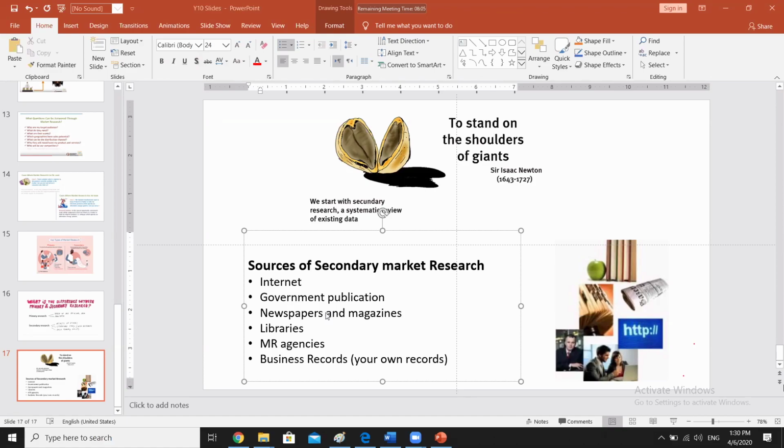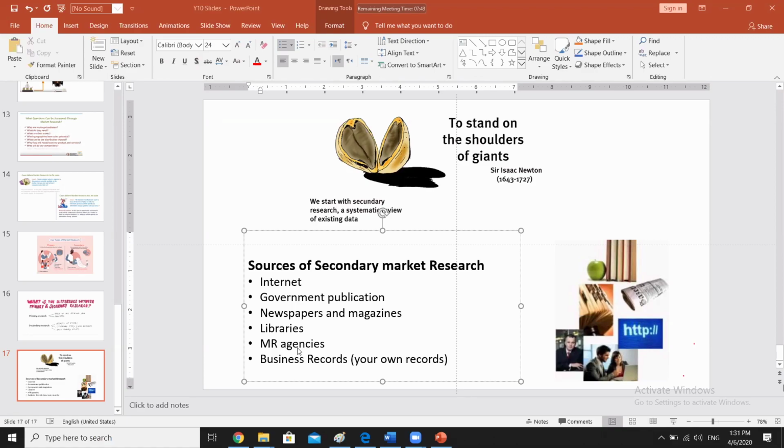So yeah, newspapers and magazines, the same thing. Maybe if I'm a car manufacturer, I would go and read car manufacturing magazines, specialty magazines like those. Libraries for books, more information. MR agencies means market research agencies. That business exists. I don't think we have it here in our country yet.